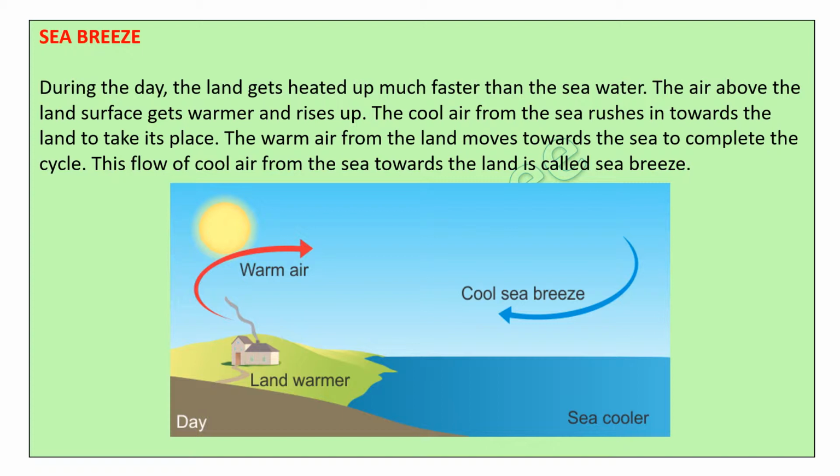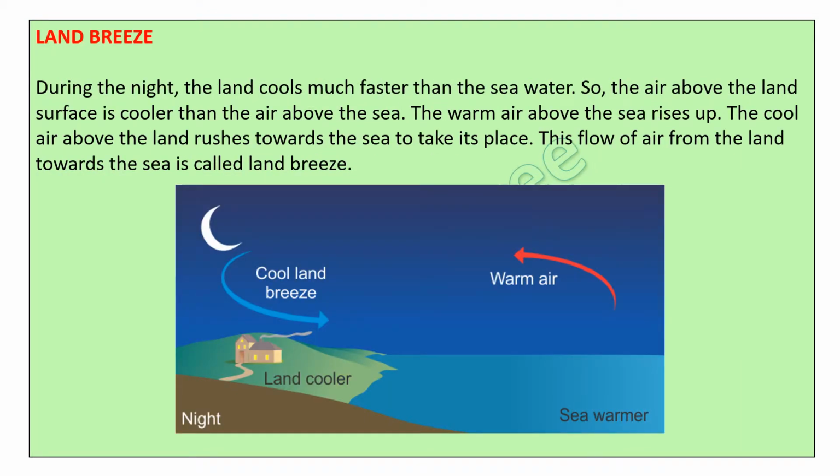Sea breeze. During the day, the land gets heated up much faster than the sea water. The air above the land surface gets warmer and rises up. The cool air from the sea rushes in towards the land to take its place. The warm air from the land moves towards the sea to complete the cycle. This flow of cool air from the sea towards the land is called sea breeze.